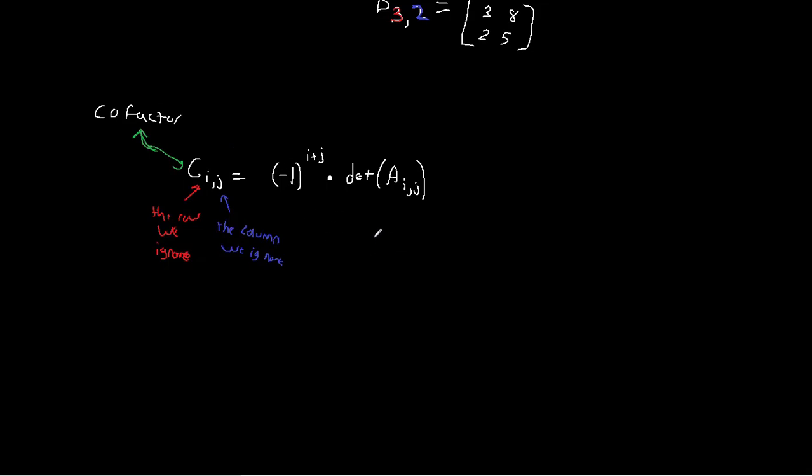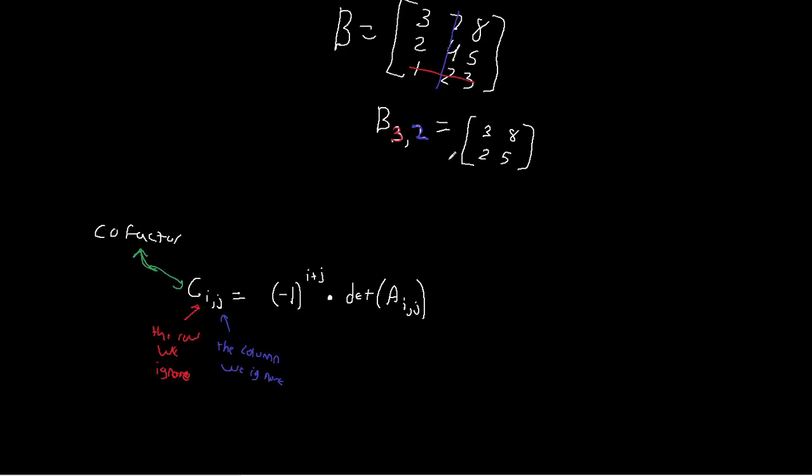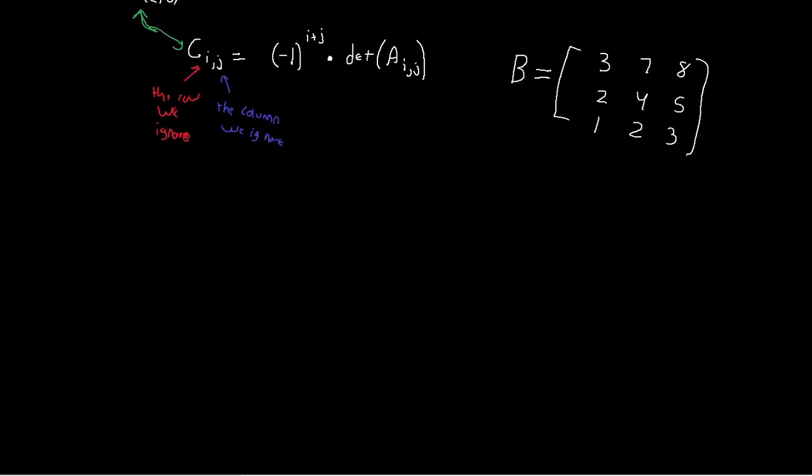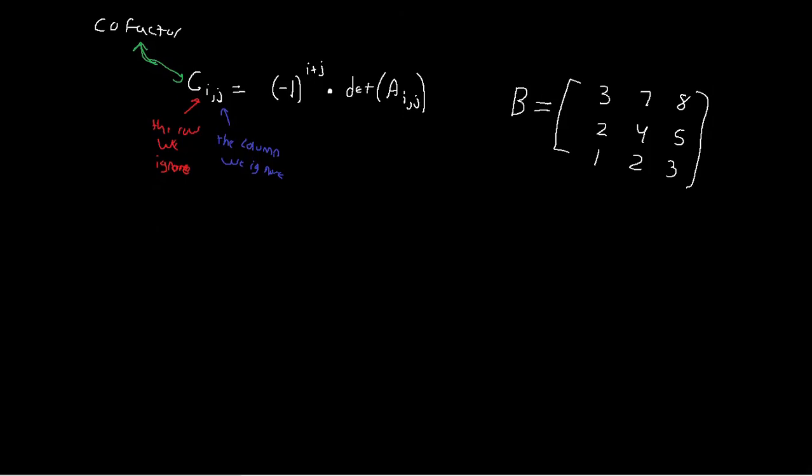So let's look at our example matrix B. Scrolling up a little bit, I'm going to copy it back down here so we can give ourselves more room. We have this matrix B, and it has 3, 7, 8, 2, 4, 5, 1, 2, 3. This is our matrix that we're going to work with. I'm going to scroll back down a little bit, and I want to go through an example of these cofactors.